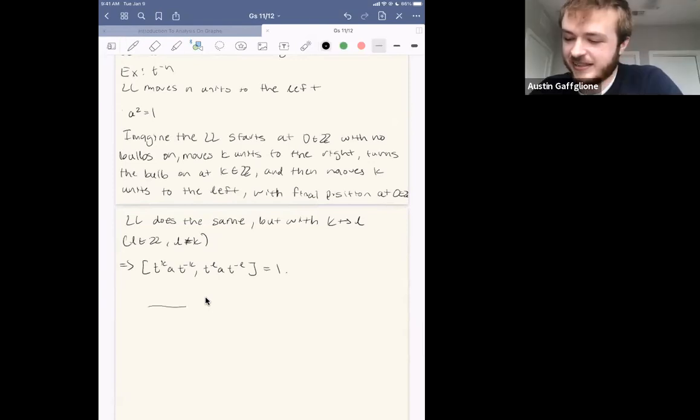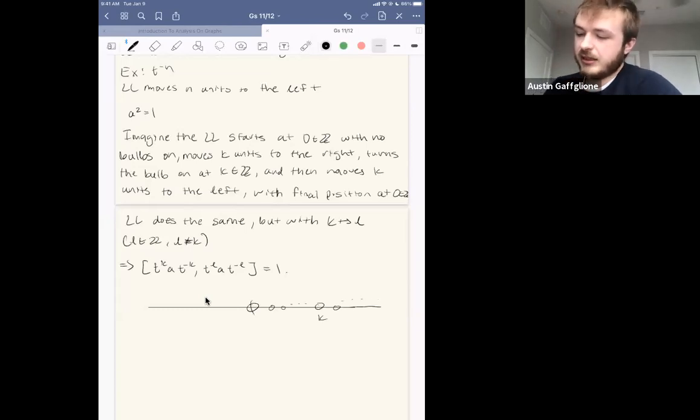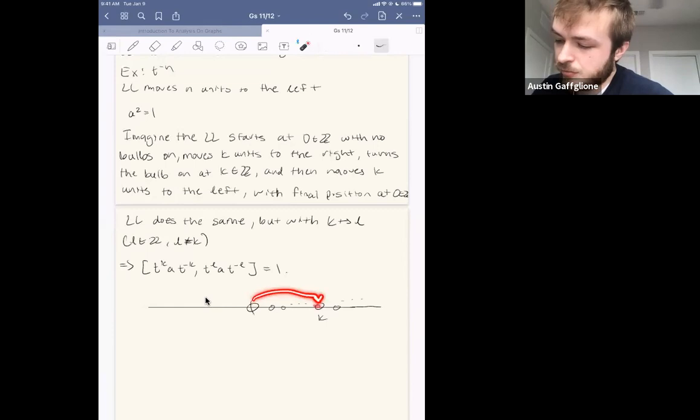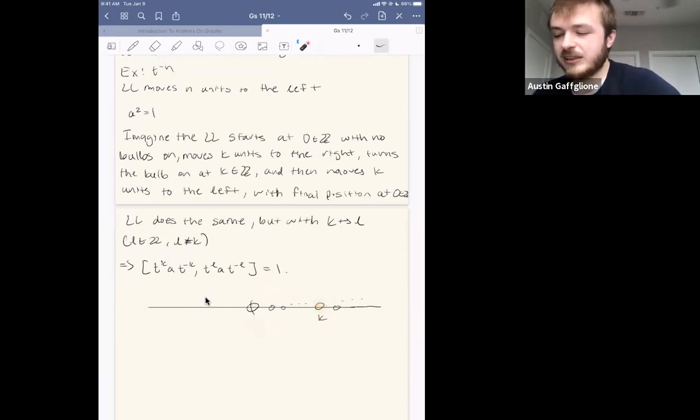So if I were to draw it out, and I have 0, and let's say I have K. So when I first do K, I move K units to the right. So I shall highlight this. I move K units to the right, I turn the bulb on, and I go back to 0. And if L equals K, I just do the same thing again. So I turn the bulb on, and I get 0. So in this case, I turn the bulb on twice at K, so it turns off. So in L2, this is equal to the identity.